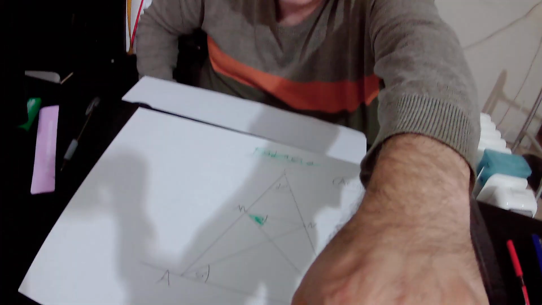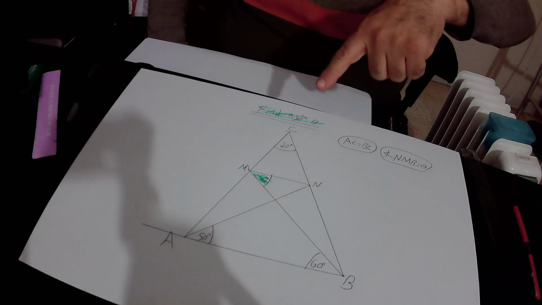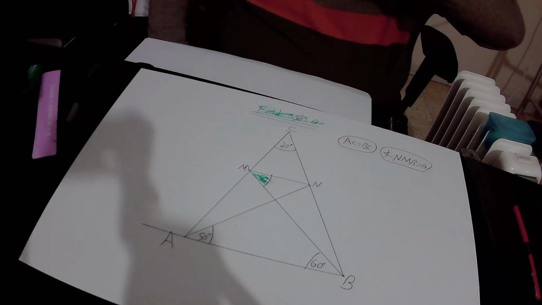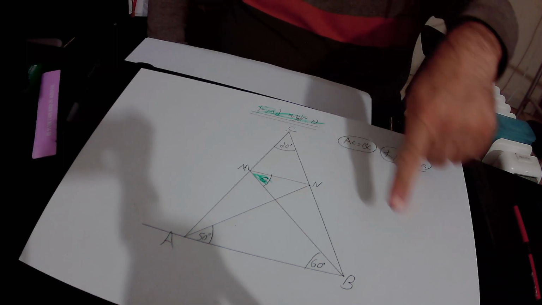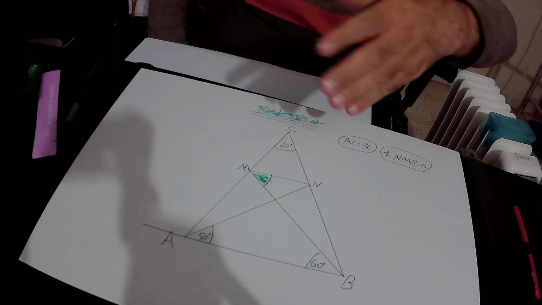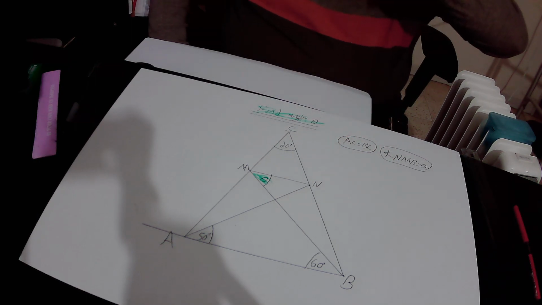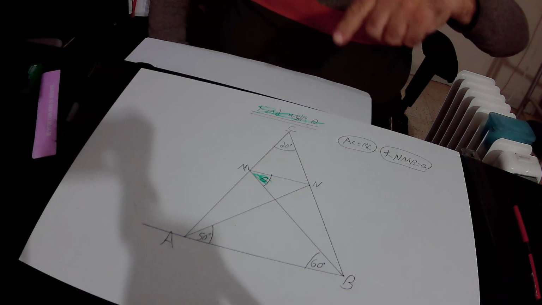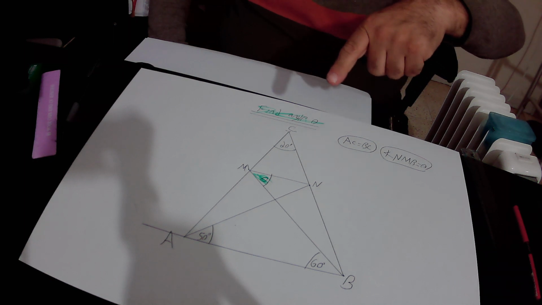In this lecture we'll find out the value of angle theta. In the drawing we have triangle ABC. We know that side AC equals side CB, that is to say it is an isosceles triangle, and we also know that angle ACB equals 20 degrees.